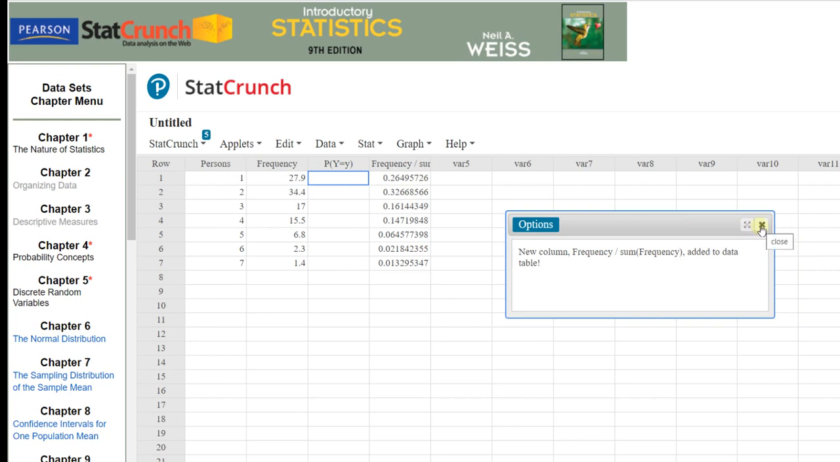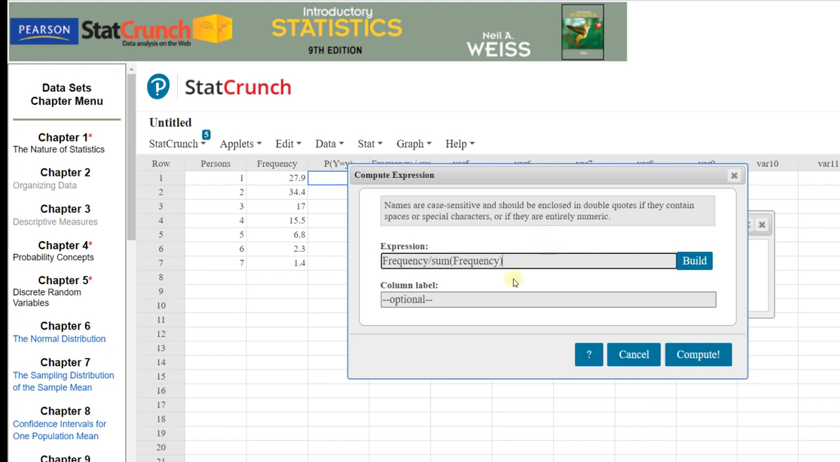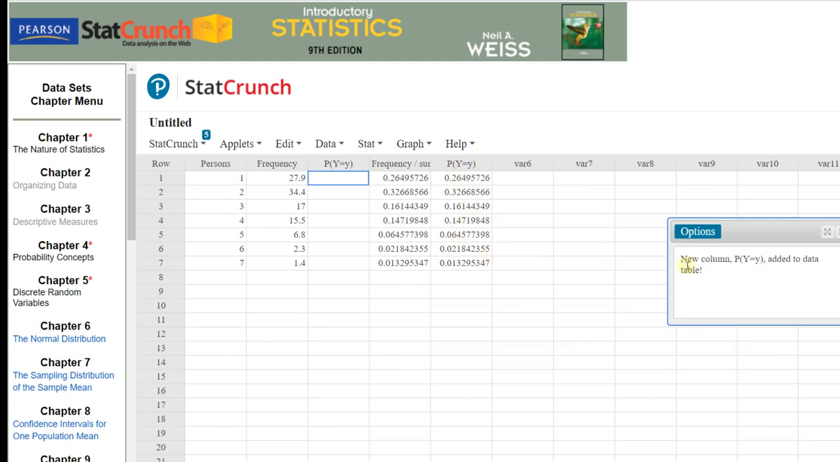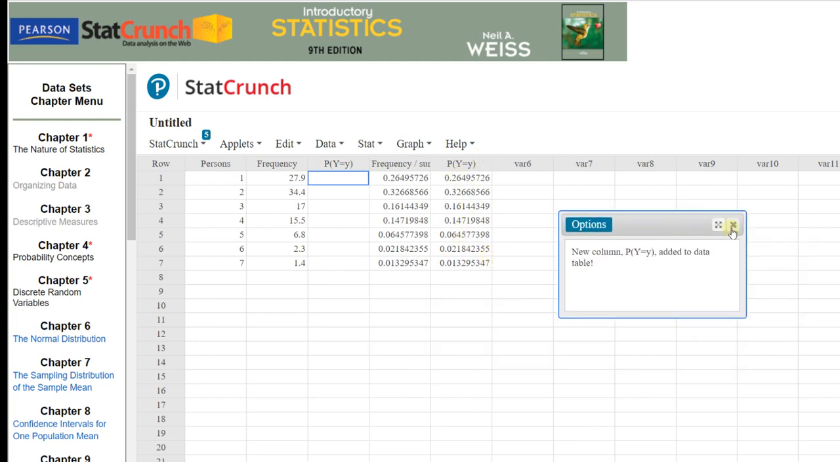Okay, and let me go options, edit, column label. Okay, sorry about that. I could have done that instead of calling it what it called. I can call it, that's the relative frequency column, probability Y equal little y. Okay, and compute. And because I renamed it, it created this additional column. So let me X this out.